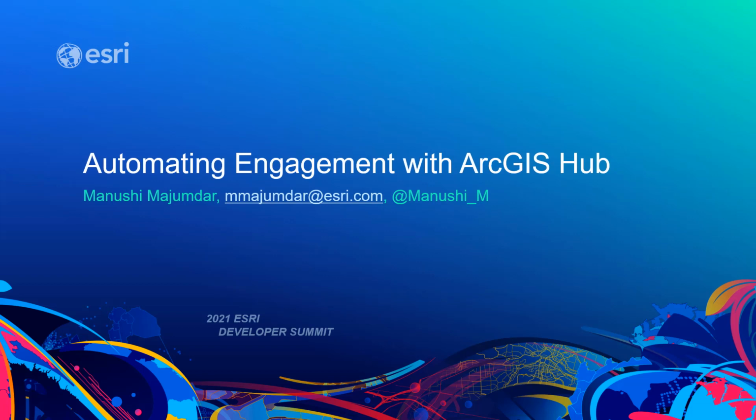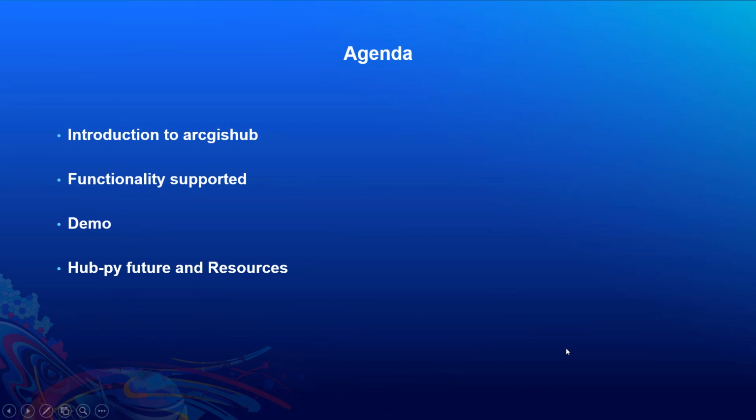And today I'll talk about how you can automate engagement and several of your ArcGIS Hub workflows using ArcGIS Hub's Python library. We'll start by looking at a quick introduction to this library and then see a list of all the functionalities supported. I will then do a live demo to show how the ArcGIS Hub library facilitates content creation, sharing, and engagement in ArcGIS Hub. And then we'll discuss the plans we have for the future of this library, and I'll leave you with a few resources to work with this library after.